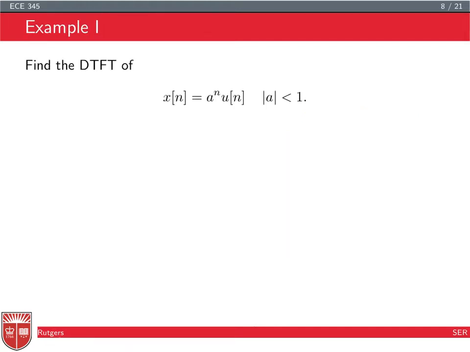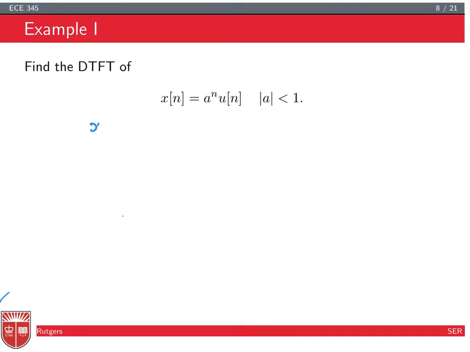Let's start with an example. Find the DTFT of x(n) equal to a^n u(n), where u(n) is the step function, and here we have that the magnitude of a is less than 1. You probably recognize this example from the Z transform, but let's do it here. So X(e^{jω}) is equal to the sum from minus infinity to plus infinity of a^n u(n) e^{-jωn}.